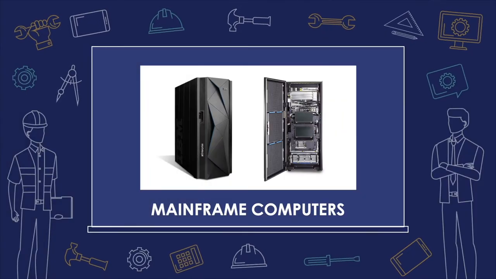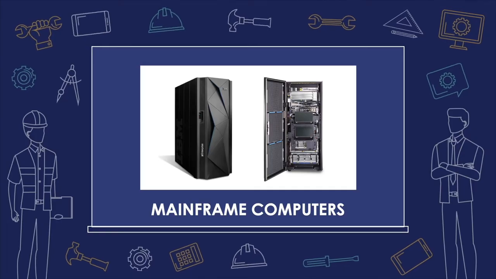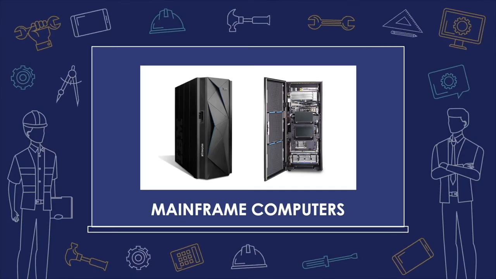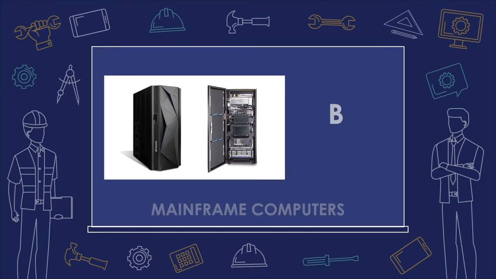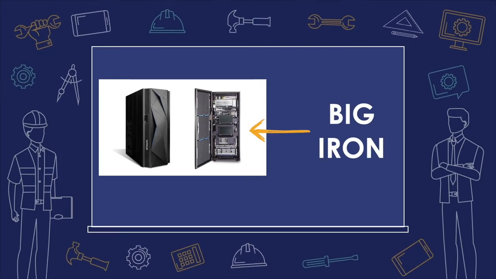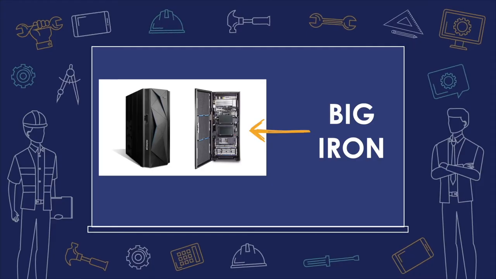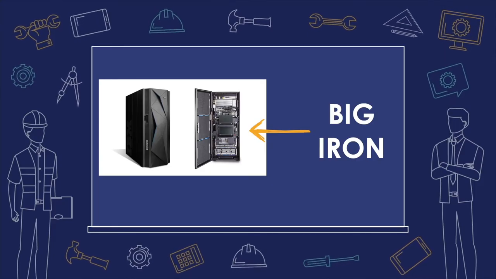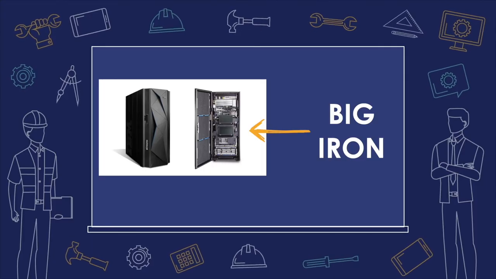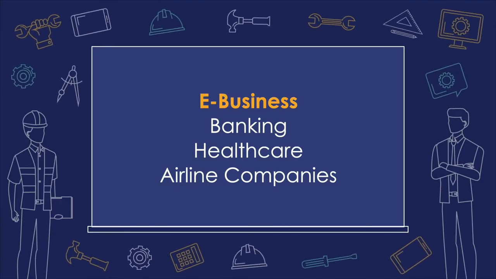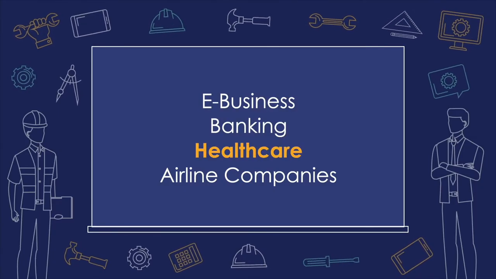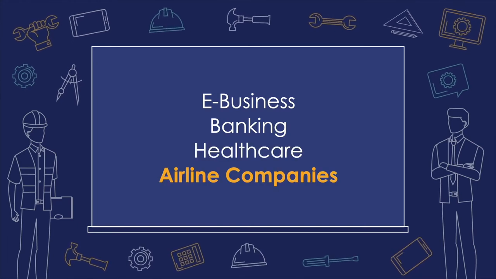Mainframes are normally used by large organizations. They are like big file servers enabling different users from different locations to access information at the same time. Also known as big iron, this system can handle massive amounts of data going in and out simultaneously. They are very popular in big industries like e-business, banking, healthcare, and even airline companies.